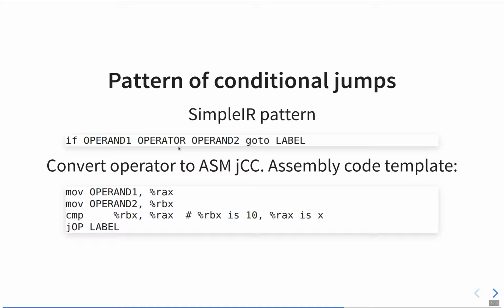And the overall pattern here that we're going to be dealing with is, in the simple IR, we have this pattern we're looking at. If operand 1, operator, operand 2, go to label, then the translated assembly output would be move operand 1 into the RAX register, move operand 2 into the RBX register, compare these two values so that RAX is on the left, logically, and RBX is on the right, but RAX is going to be on the right in operand order. I know it's somewhat confusing, but this is what we have to deal with in this assembly syntax. And then JOP label, and the value of op is going to depend on what the operator is.